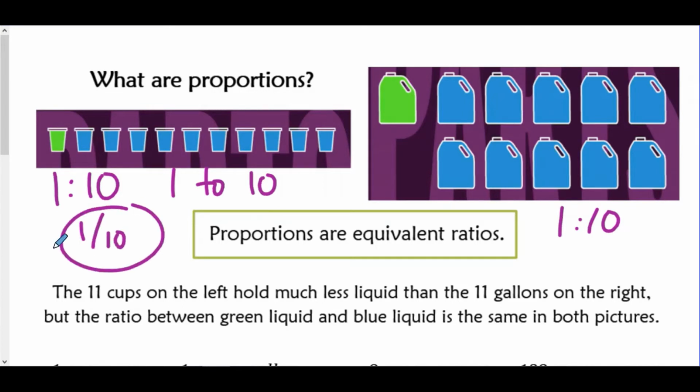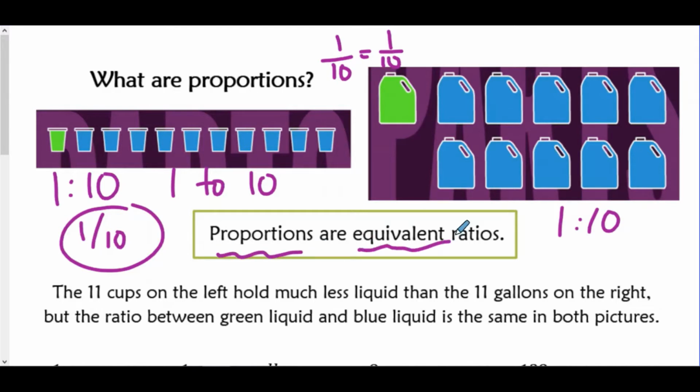And actually, this is what we'll use when we set up a proportion. A proportion is saying that two ratios are equal to each other. So in this example, it might seem silly that we say 1 over 10 equals 1 over 10, but that is a true proportion. When both sides are the same, that means the proportion is true.